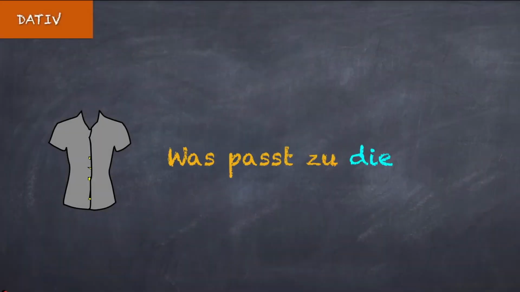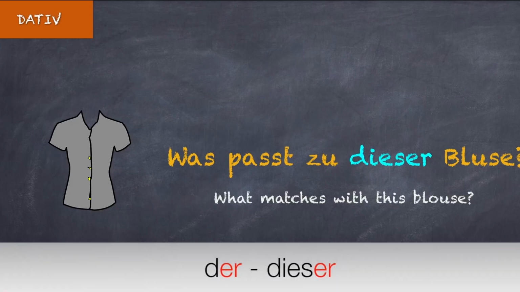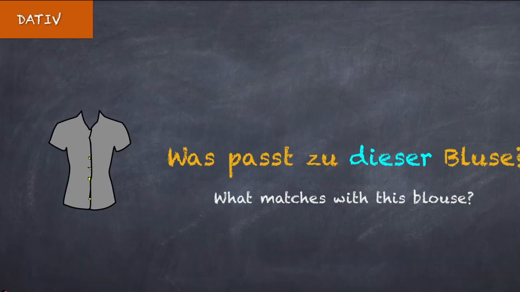The next example is again with a dative preposition, zu. Was passt zu dieser Bluse? Now if you remember, in the dative case, the feminine article die changes to der. The ending er is also used by the demonstrative article dieser. So the demonstrative article for feminine in dative is dieser.